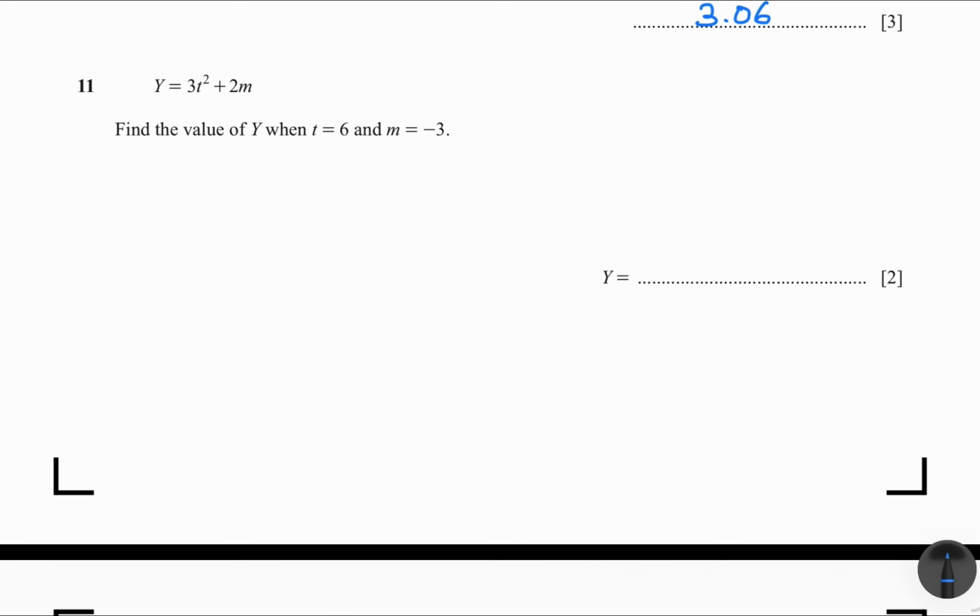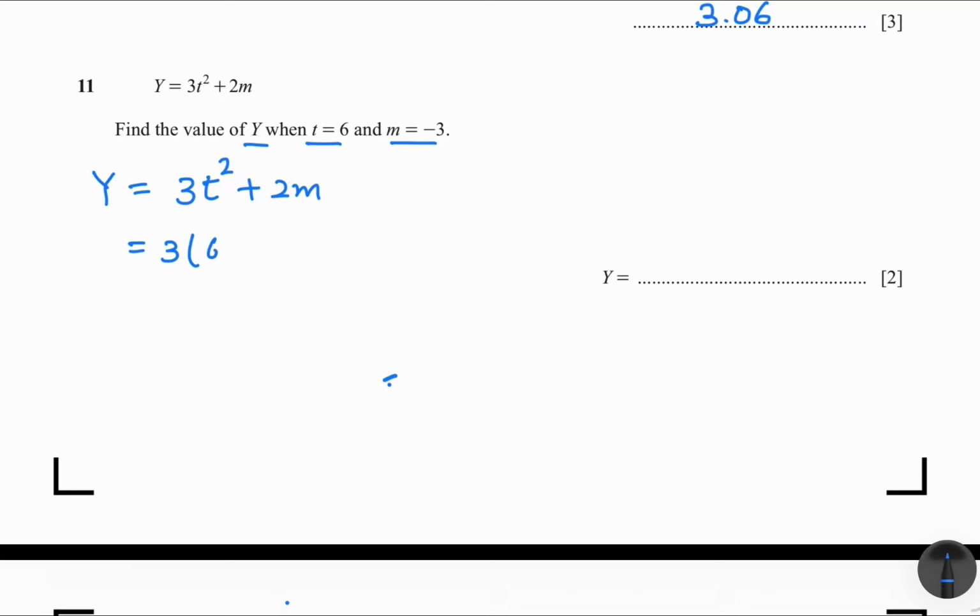So let's start number 11. We have y equals 3t squared plus 2m. Find the value of y when t is 6 and m is 3. We are given the values of the variables. y is 3t squared plus 2m. So we are just going to replace these variables by the numbers given.